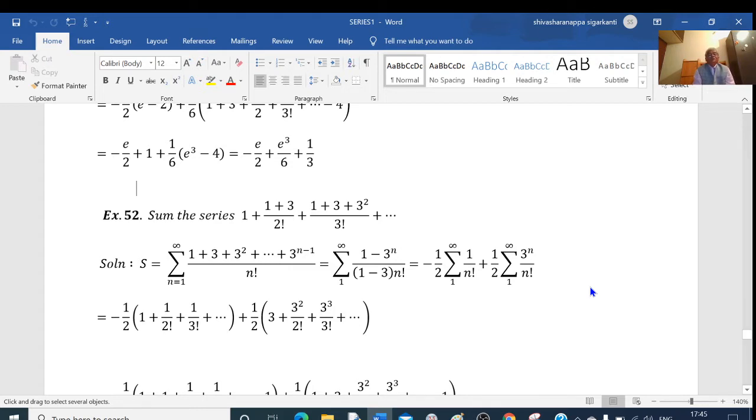In this video, we find the sum of the series by using exponential series. This is an example. Sum the series 1 plus 3 by 2 factorial plus 1 plus 3 plus 3 square by 3 factorial plus and so on. See, this is the first term, second term, third term. Third term consisting of 1 plus 3 plus 3 square by 3 factorial. And then what is the fourth term? It should be 1 plus 3 plus 3 square plus 3 cube by 4 factorial.